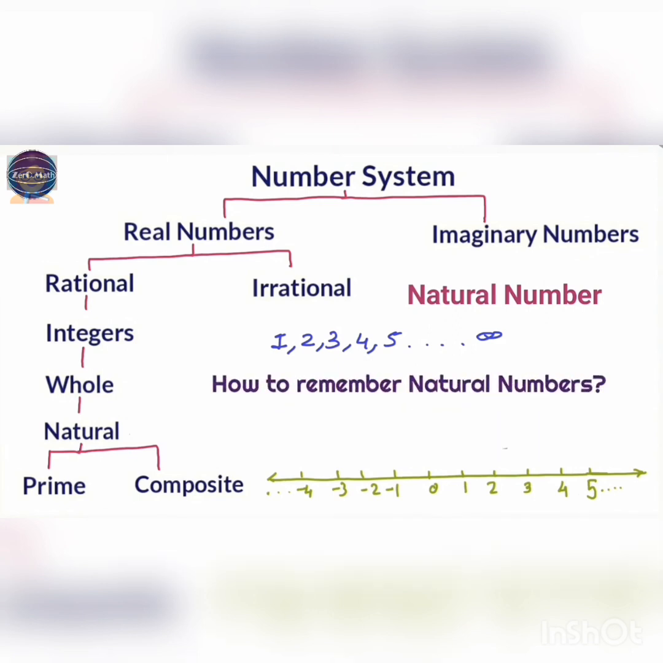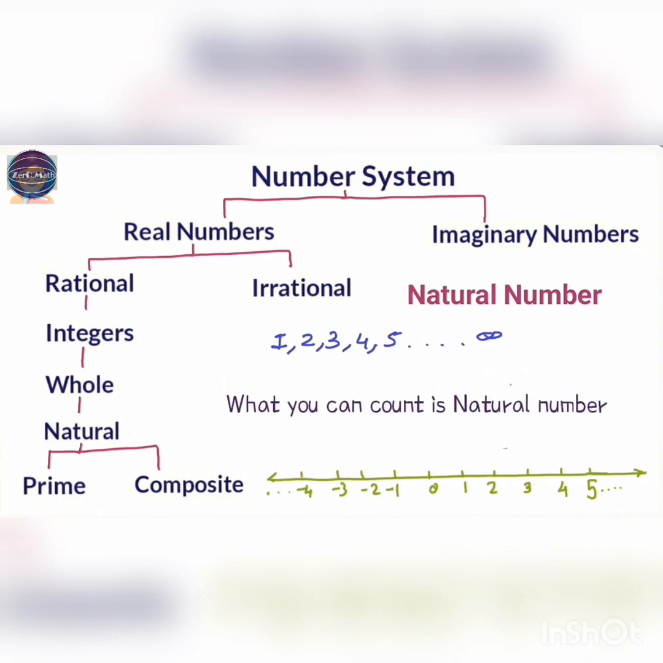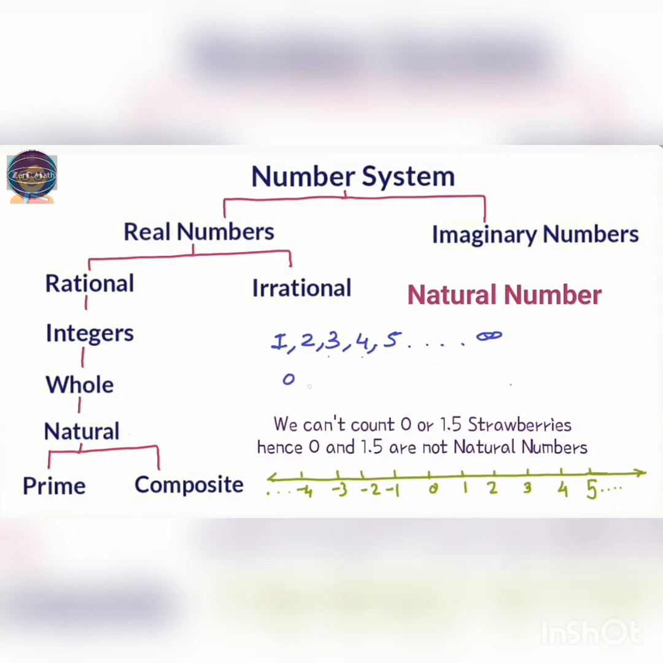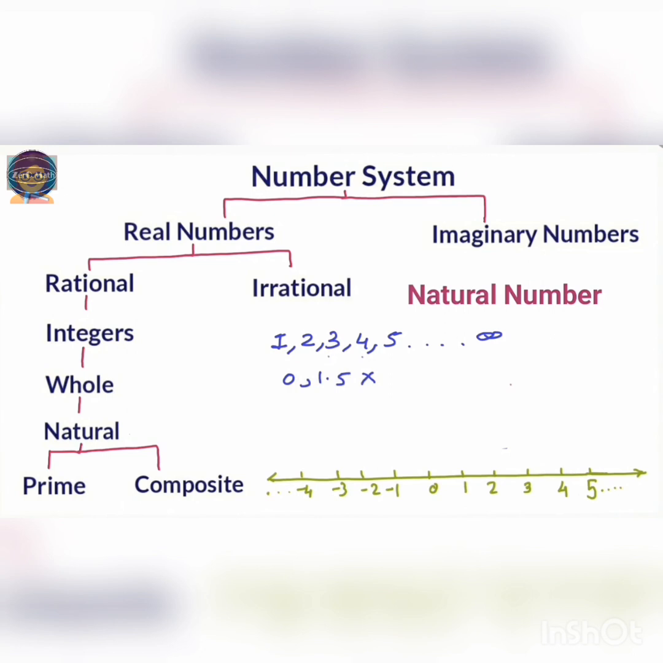Now the most important part, how you are going to remember the natural numbers. As I said, these numbers are used for counting. So what you can count is basically a natural number, as easy as it looks. I can count 3 strawberries, hence 3 is a natural number. I can count 4 strawberries, hence 4 is a natural number. However, I cannot count 0 strawberries or 1.5 strawberries, hence 0 and 1.5 are not natural numbers.